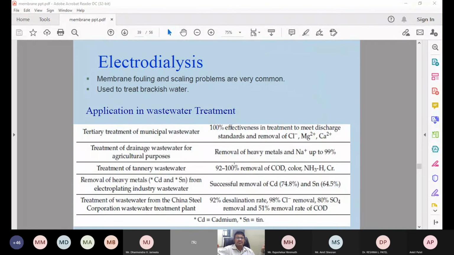So what is the use of this electrodialysis? Application in wastewater treatment, many researchers have used it, like the treatment of tannery wastewater. So 90 to 100% COD removal will be there, color removal will also be there. Then heavy metals can also be removed, like cadmium and tin removal. Then removal of other heavy metals is there. So there are many applications in wastewater treatment using electrodialysis.